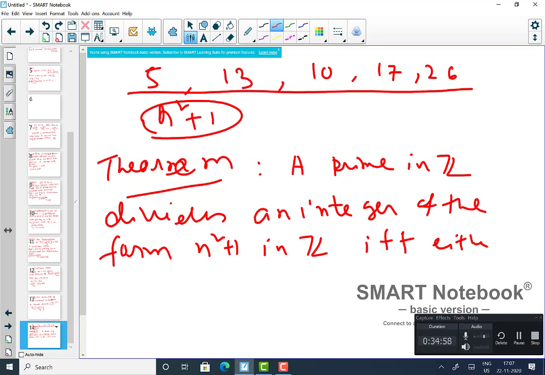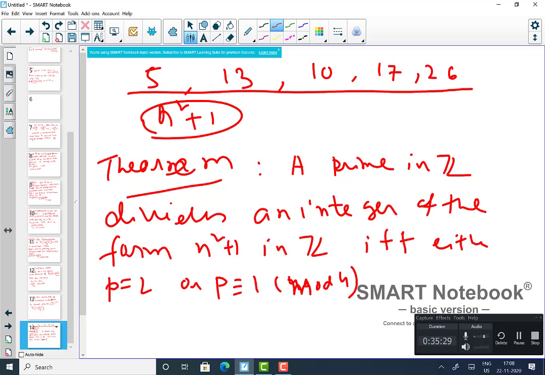Either obviously p equal to 2, because p equal to 2 will give you 1 square plus 1, which is 2, right? Or p is congruent to 1 mod 4. Okay, p is congruent to 1 mod 4. In fact you can have a more general theorem, but that is out of our reach. For that we need to understand some algebraic number theory.